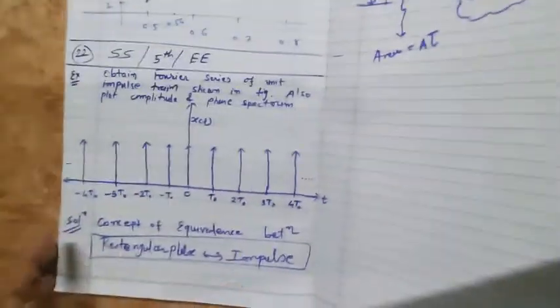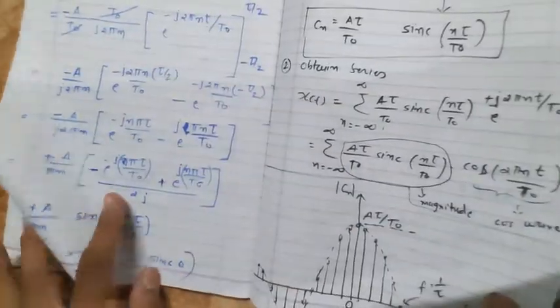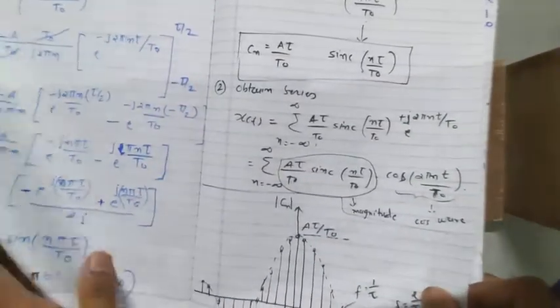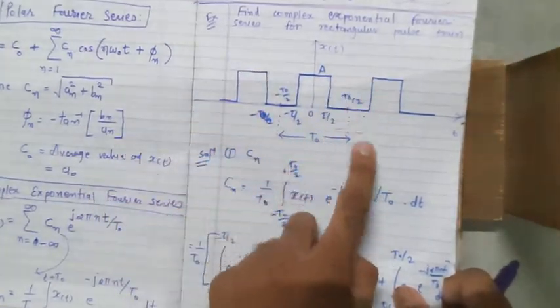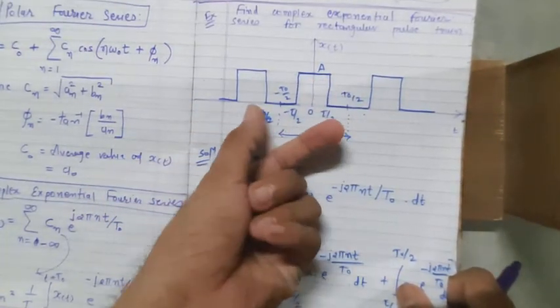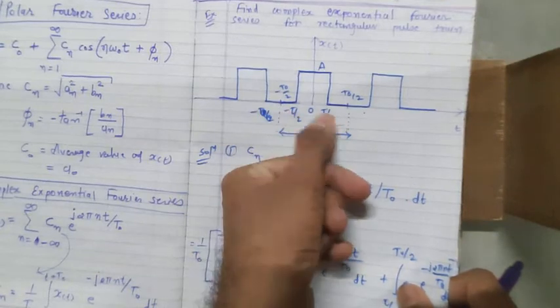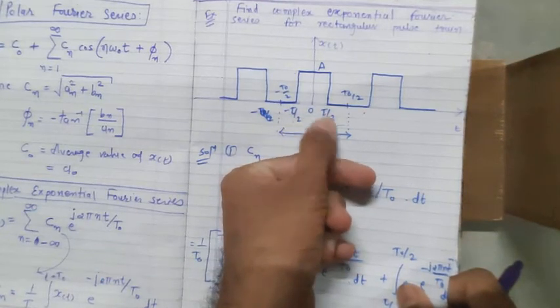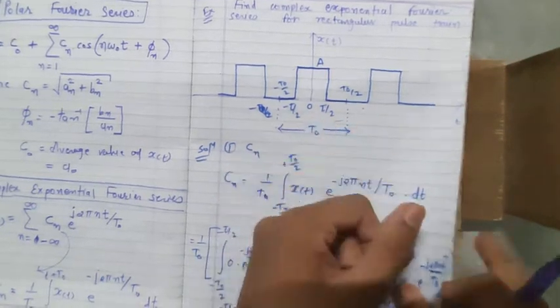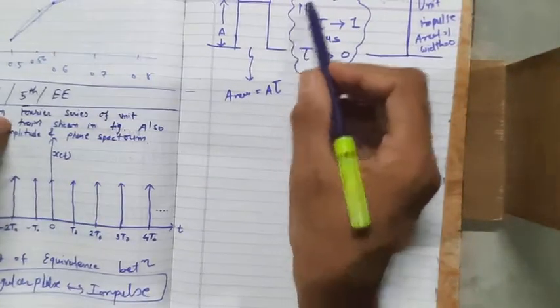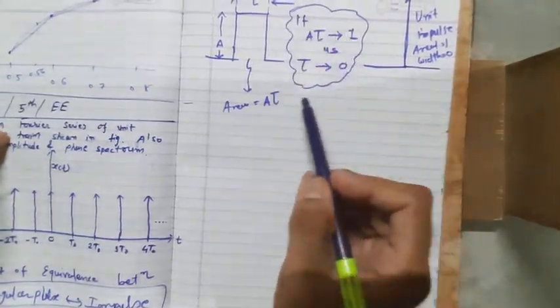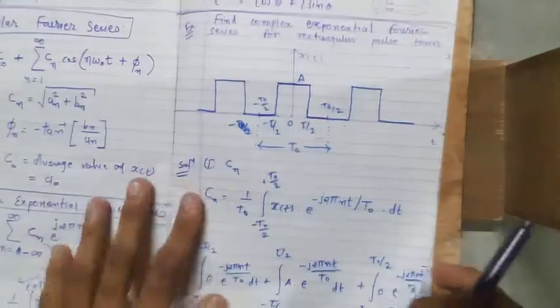So what we are going to do: we had all the calculation for the pulse with height A and width tau, so we will apply this simplification to the final result of this example.